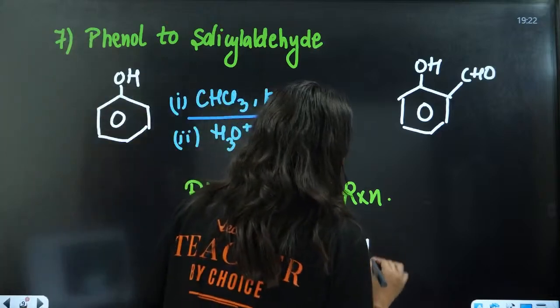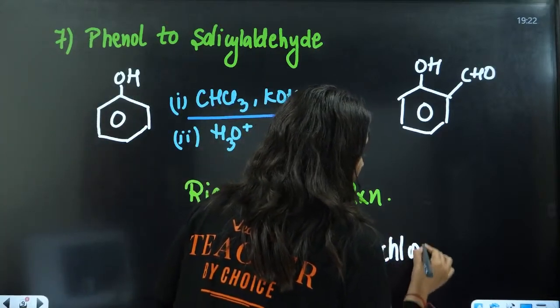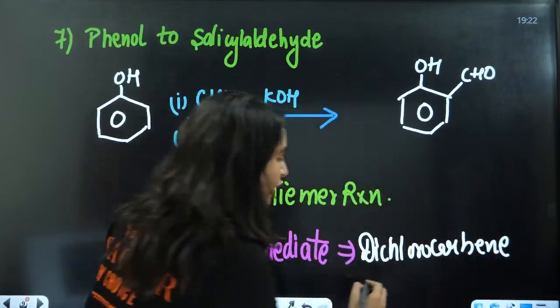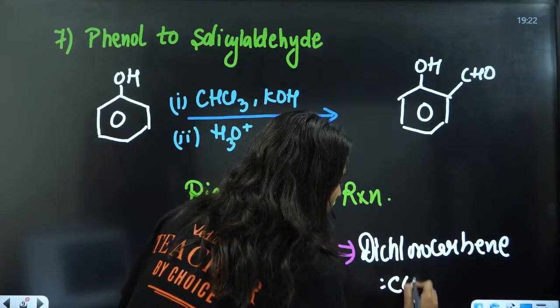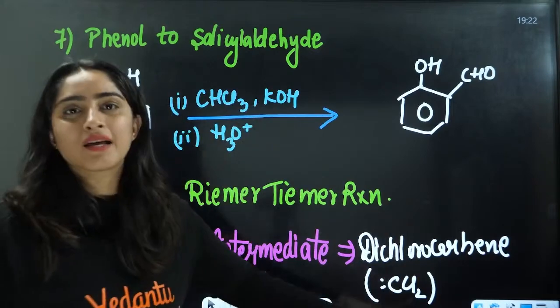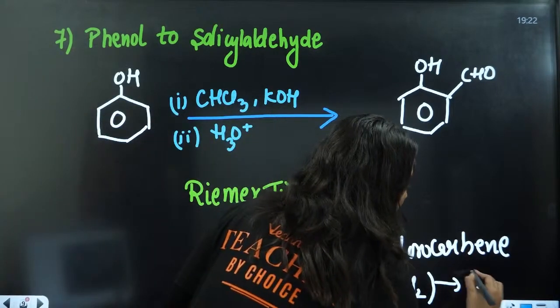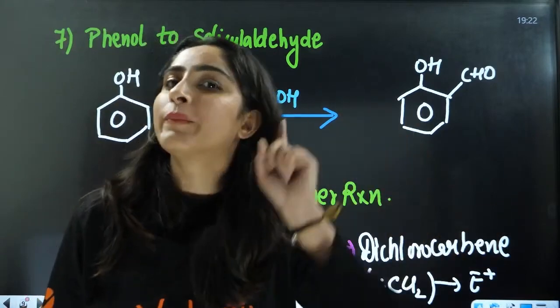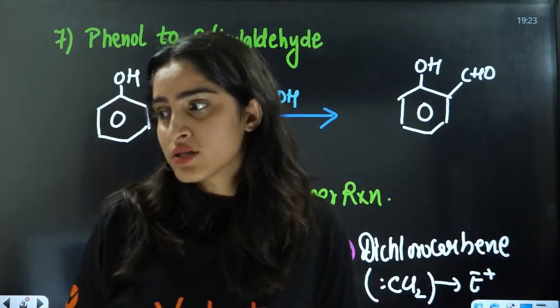That is dichlorocarbene, okay? Dichlorocarbene is acting as an electrophile. It is CCl2. This is basically electron deficient. It is acting as an electrophile because the octet of carbon is not completed here. It has just 6 electrons, right?